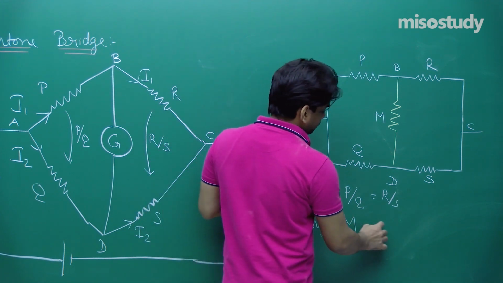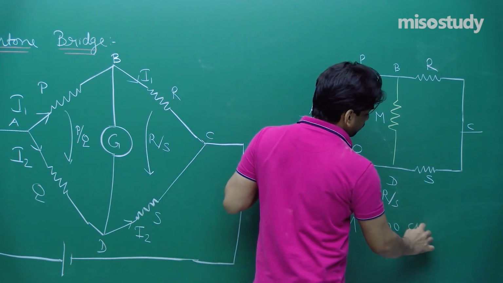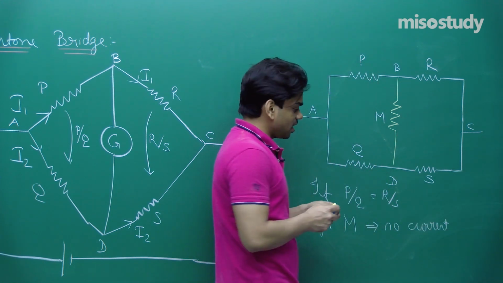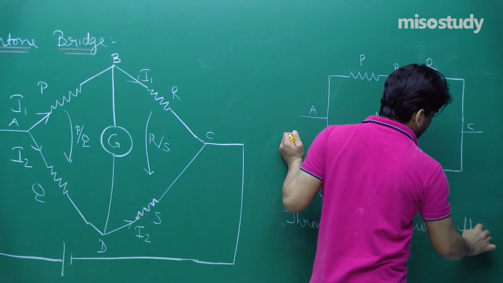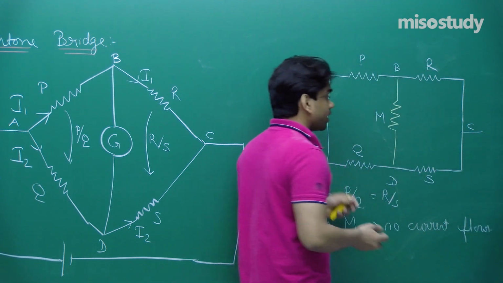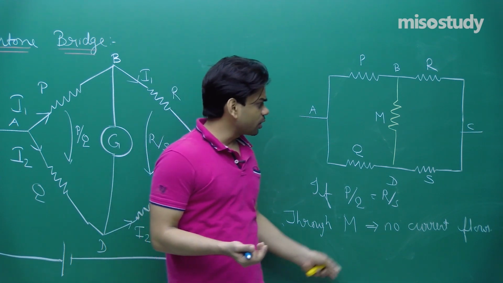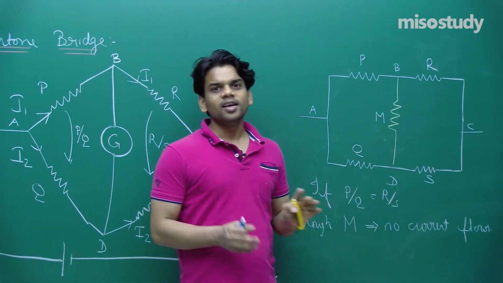Through M no current flows, as the potential of B and D will be the same. No current flows through M. This is what we are going to get in this balanced Wheatstone bridge. This is a representation. You can connect a resistor, you can connect a galvanometer, anything.